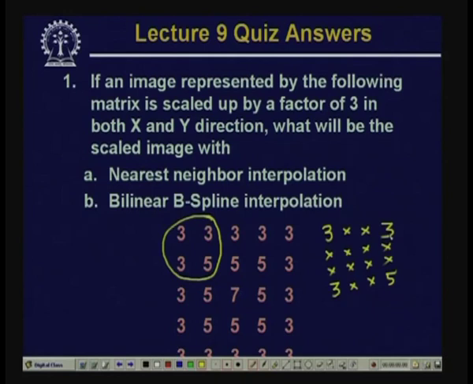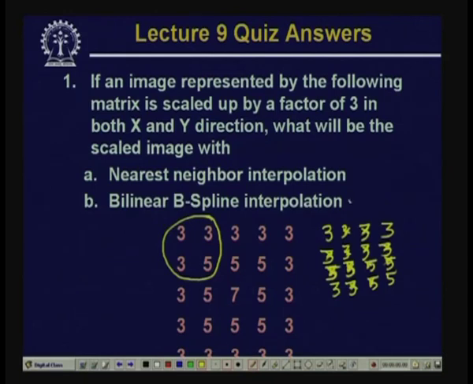Now, if I go for the nearest neighbor interpolation, the nearest neighbor interpolation says that you fill up this location with the value of the pixel which is nearest to it. So, if I go for that, this location will be filled up by 3, this location will be filled up by 3, and so on, all of these will be filled up by 3, whereas these 3 locations will be filled up by value 5. So, this is what we have in case of nearest neighbor interpolation.